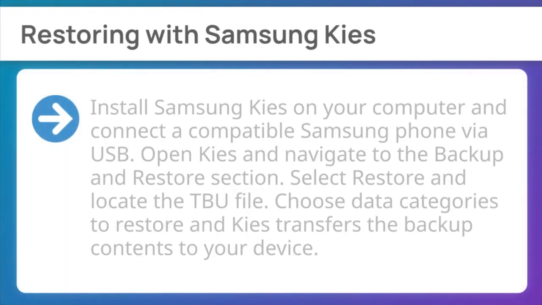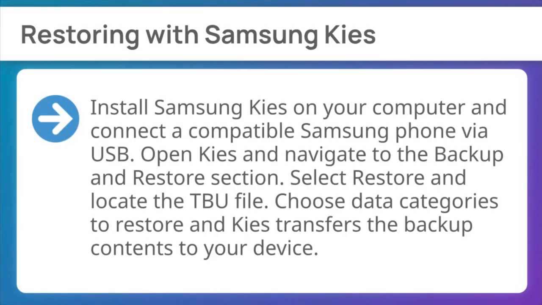First, restoring with Samsung Kies. Install Samsung Kies on your computer and connect a compatible Samsung phone via USB. Open Kies and navigate to the Backup and Restore section. Select Restore and locate the TBU file. Choose data categories to restore, and Kies transfers the backup contents to your device.